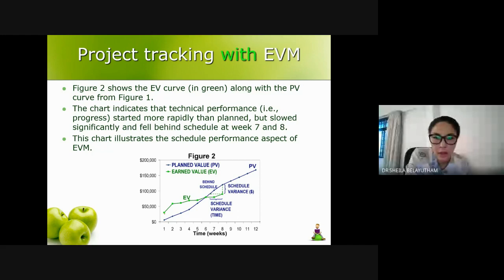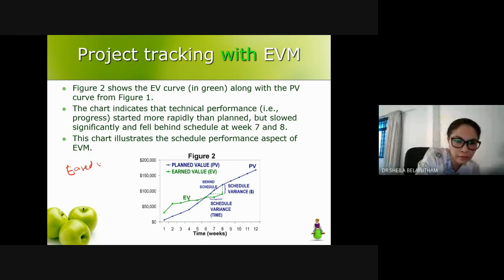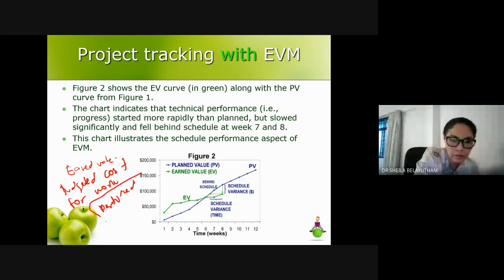However, let's say on site, you have earned. Earned value is the budgeted cost of the work performed. For the work that you have performed, this is the budget value. So you have performed way higher than what you planned for. You have to remember, when we talk about earned value, it is the budgeted cost for work performed. This one is important.